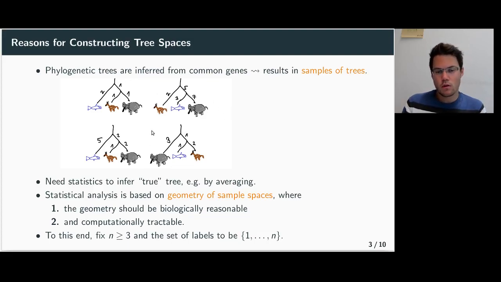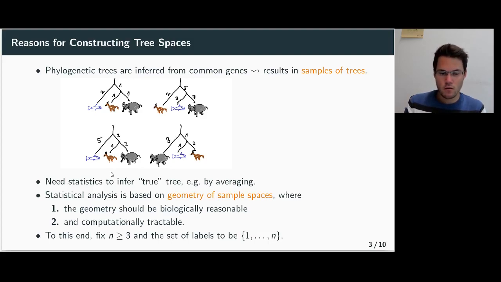Now, we want to do statistics on these samples of trees to, for example, infer the true tree, for example by averaging. But to do statistical analysis, you need an underlying geometry of the sample space, where, first of all, the geometry should be biologically reasonable and also computationally tractable so that we can actually compute things.